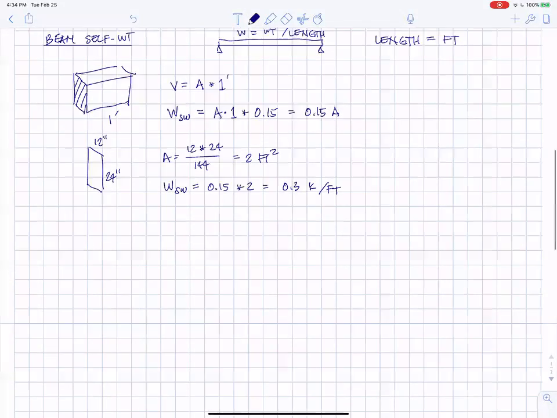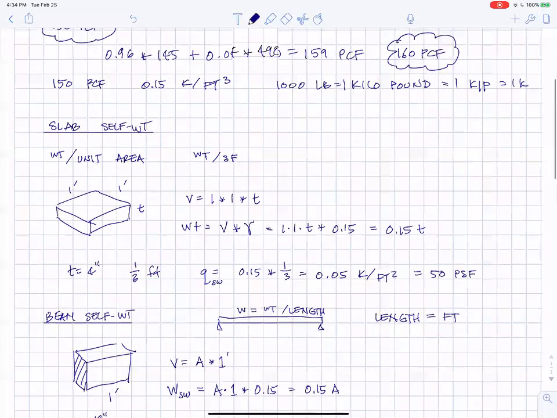And then finally, column self-weight. Typically, we just want the total load in pounds. And so that's easy. The weight of the column is just the volume times 0.15. And you all know how to calculate the volume, area times length. I'm not even going to bother. Okay, that's how you get self-weight.